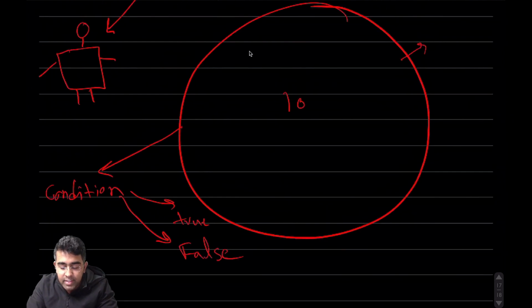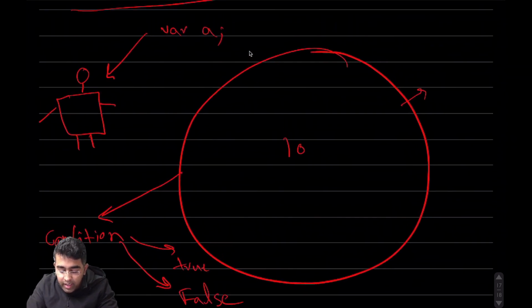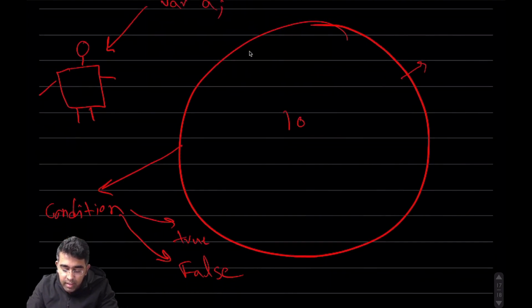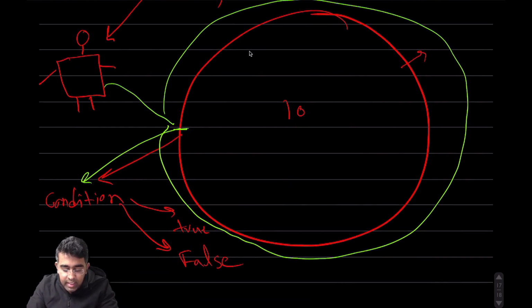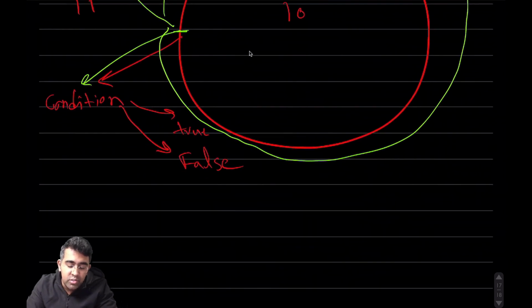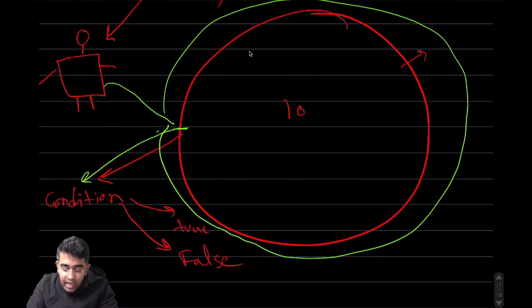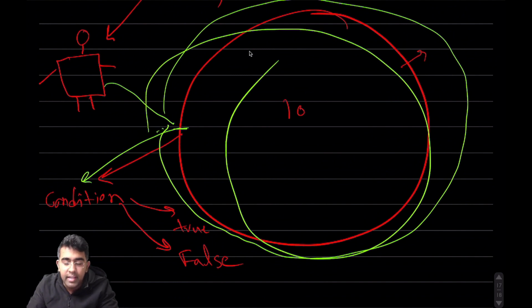So this guy is going to come here, okay? Let me just change the color, which makes it a bit nicer. Now this guy will come here and will start the loop from here, and it's going to run around, okay? Once it gets to this point, it's going to look for this condition here. If that condition returns true, then it's going to go back here and start running again, okay?